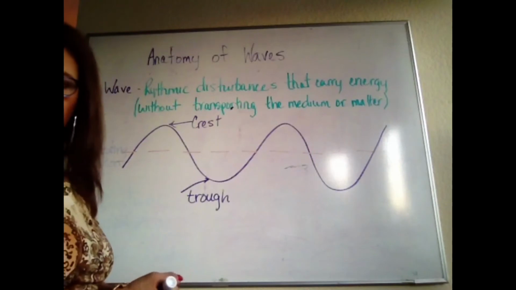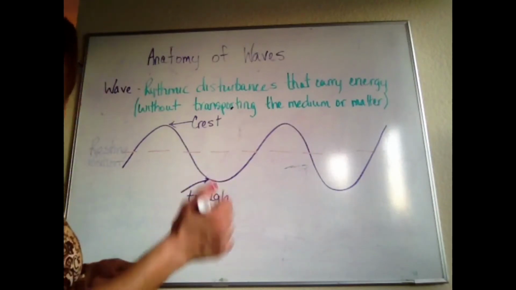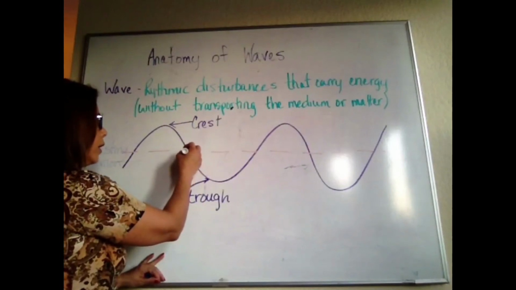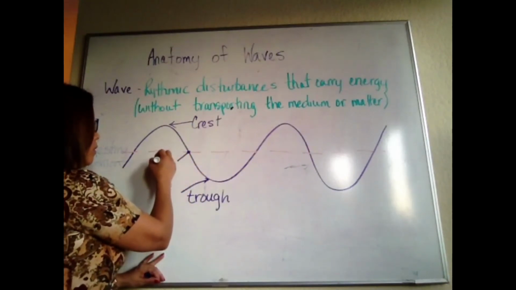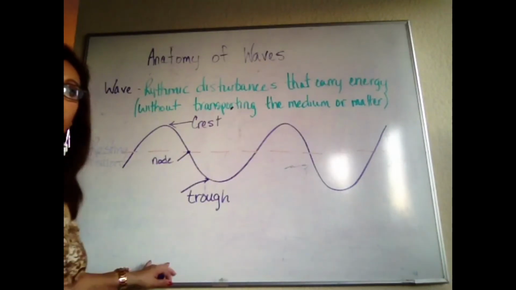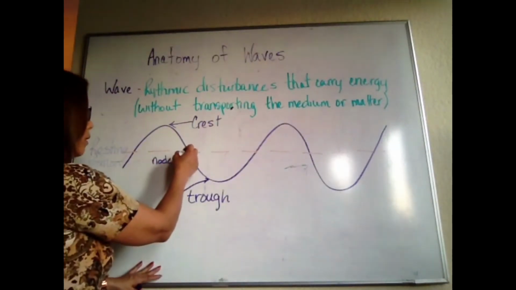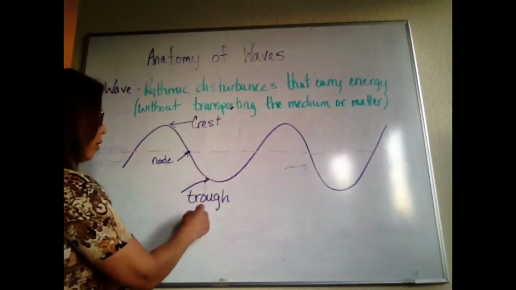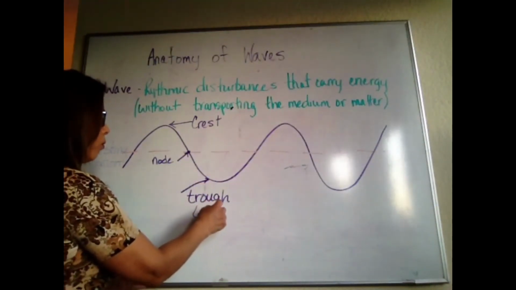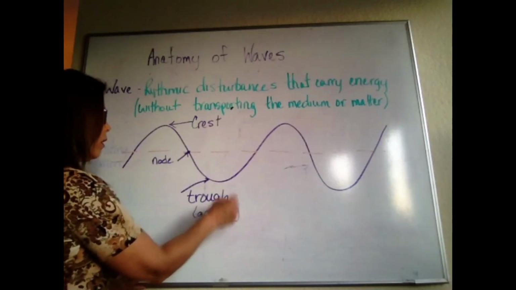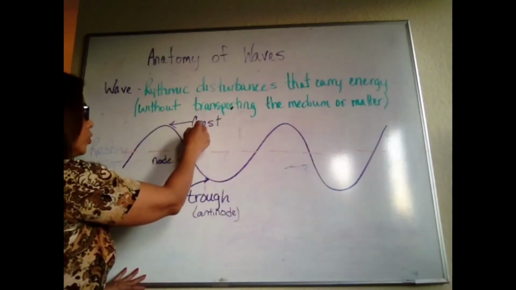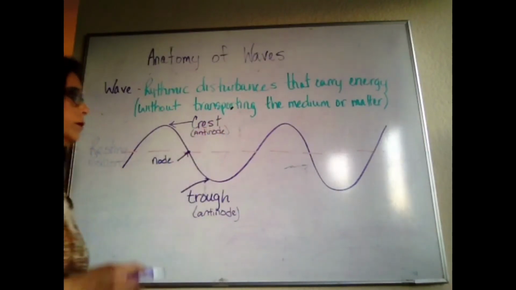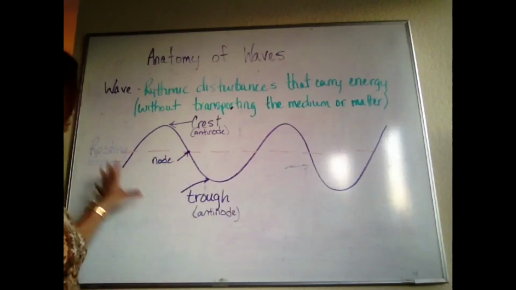Another part of the wave that we need to discuss is what we call the node, which is this point right here at which it goes back through its resting position. And then we have the antinodes, which would either be here at the trough, or it would be up here at the crest. Both of those are called antinodes. So now we have three different points.